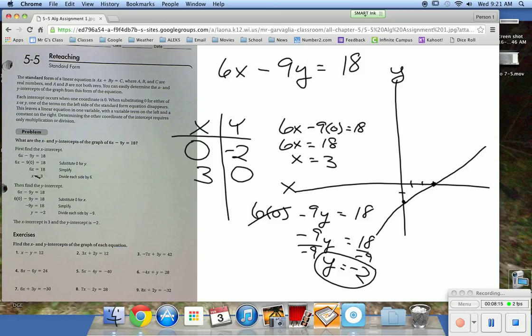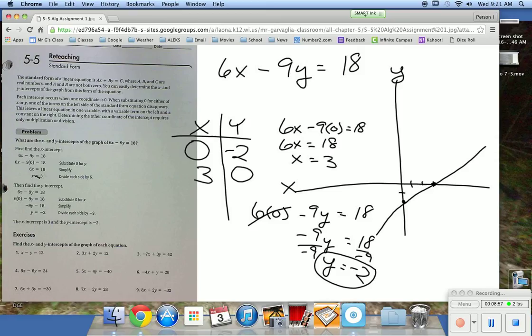You put in 0 for x, and you find what your y is. That's what we did down here. We put 0 in for x, and then we solve this. Okay? We found that y equals negative 2. So that's where it crosses the y-axis. We put 0 in for one of the letters and solved for the other one. We got rid of one of the letters, basically. 0 for x and 0 for y. Those are the 2 numbers you use.